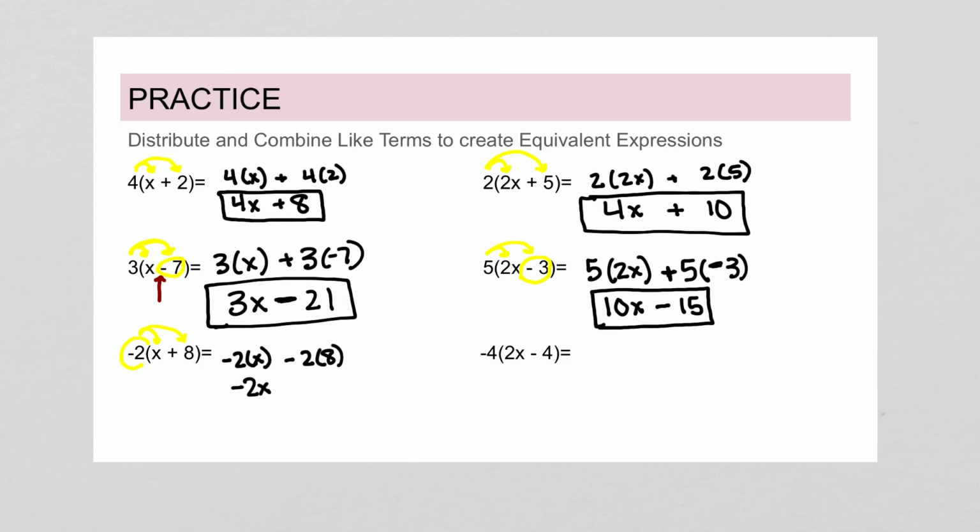Negative 2 times positive 8, well, a negative and a positive gives me a negative. 2 times 8 gives me 16. I can't combine those because they are not like terms. There we go. Now you can do the last one.